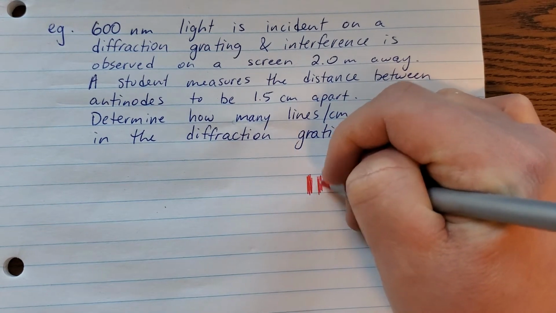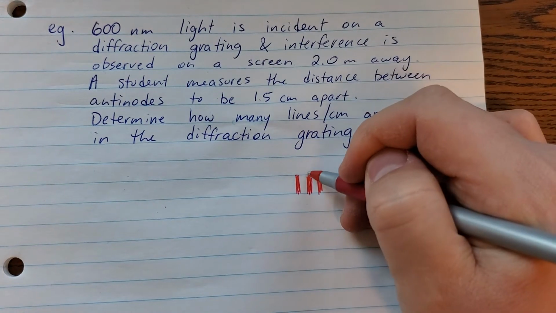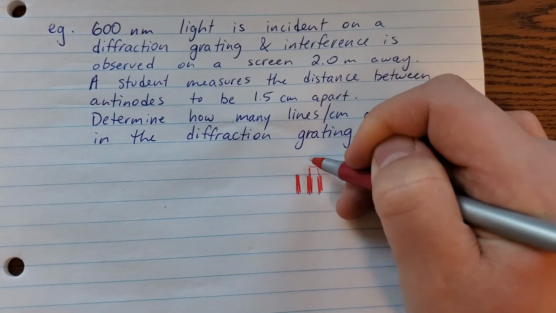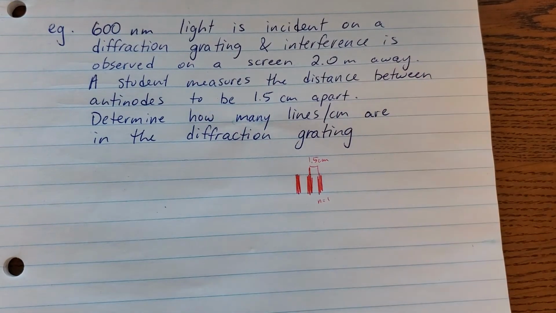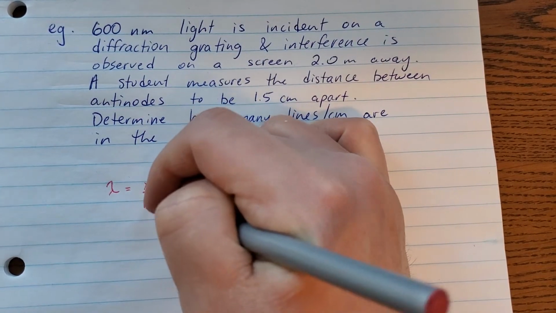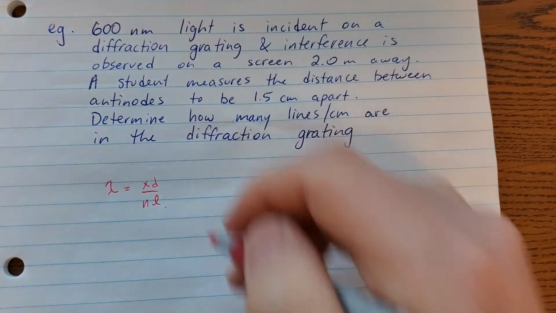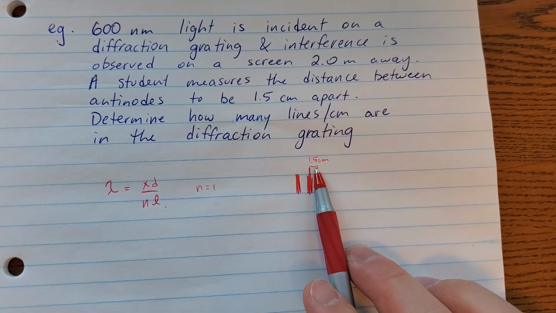That's not going to be too hard to wrap our heads around. So antinodes are all equally spaced. If we say this is the central one, it's just going to be 1.5 centimeters to the next one, which would be n equals 1. So what we can do is use one of our formulas for constructive interference, since these are antinodes. It's going to look like that. And I'll just use n equals 1 when the spacing is 1.5 centimeters.